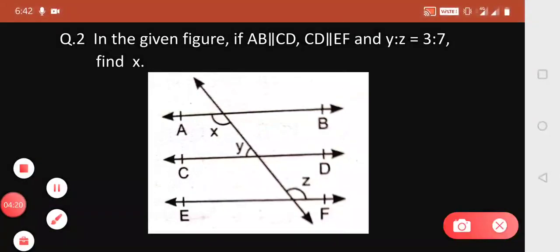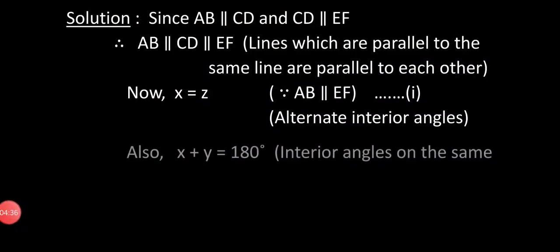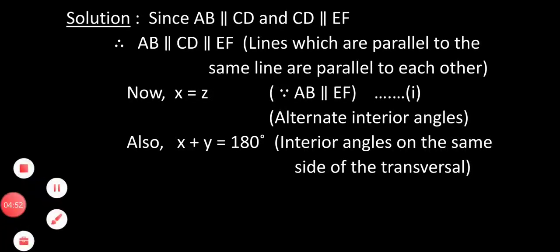Now we can see that when we take AB parallel to EF, we get x equal to z because these are alternate interior angles pair. So according to the alternate interior angles pair, we get x equal to z. Also looking at the figure, we can see that x plus y equal to 180 degree because they are interior angles on the same side of the transversal.